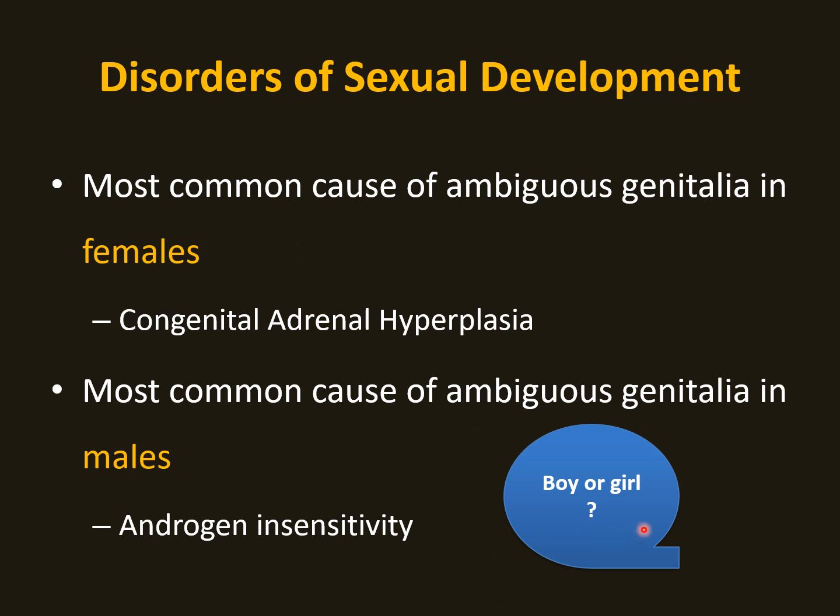When you are presented with questions about the most common cause of ambiguous genitalia, you need to verify if it is for boys or girls. The most common cause of ambiguous genitalia in females is congenital adrenal hyperplasia. The most common cause in males, in boys, is androgen insensitivity. So when you get this question, you have to verify if it is for females or males. For females it is congenital adrenal hyperplasia. The most common cause in boys is androgen insensitivity. Why? Because boys with congenital adrenal hyperplasia have normal male genitalia, very important, with palpable gonads.